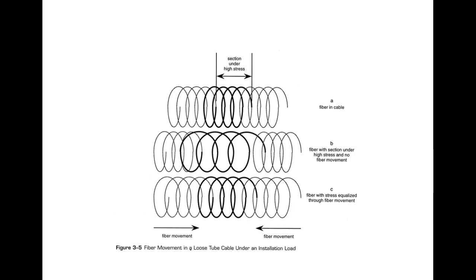So loose buffered, what we have, of course, is the outside buffer. The inside buffer is not in contact with the coating. So what this does is it gives the fiber room, so all the outside components can move around, and the fiber basically doesn't move.